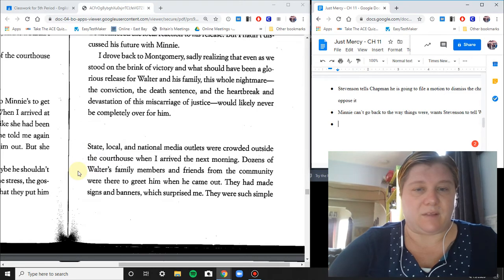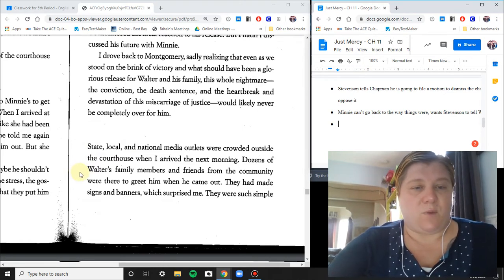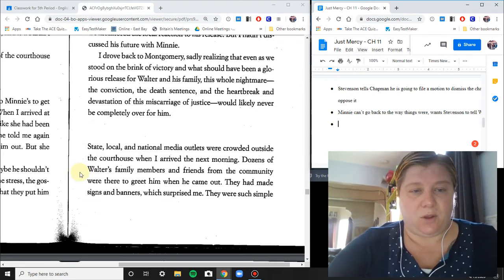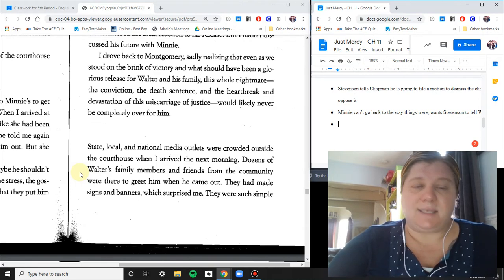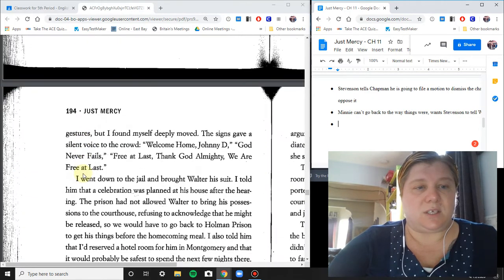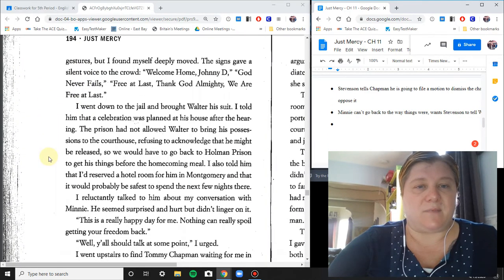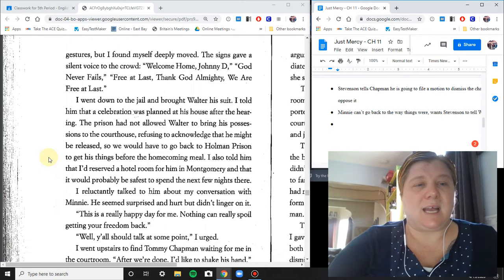State, local, and national media outlets were crowded inside the courthouse when I arrived the next morning. Dozens of Walter's family members and friends from the community were there to greet him when he came out. They had made signs and banners, which surprised me. They were such simple gestures, but I found myself deeply moved. The signs gave a silent voice to the crowd. Welcome home, Johnny D.